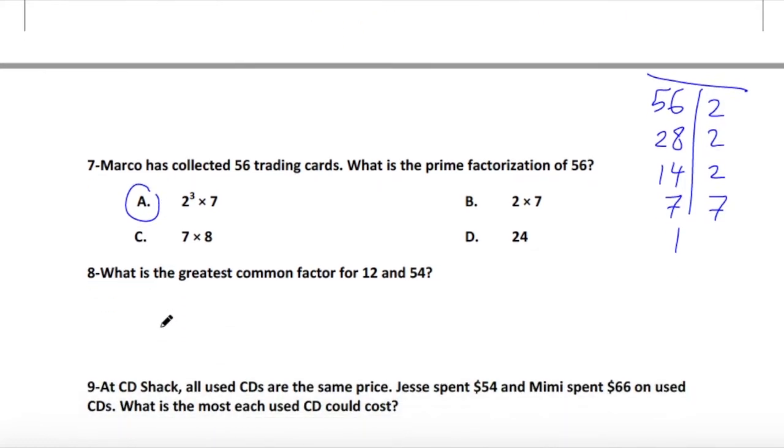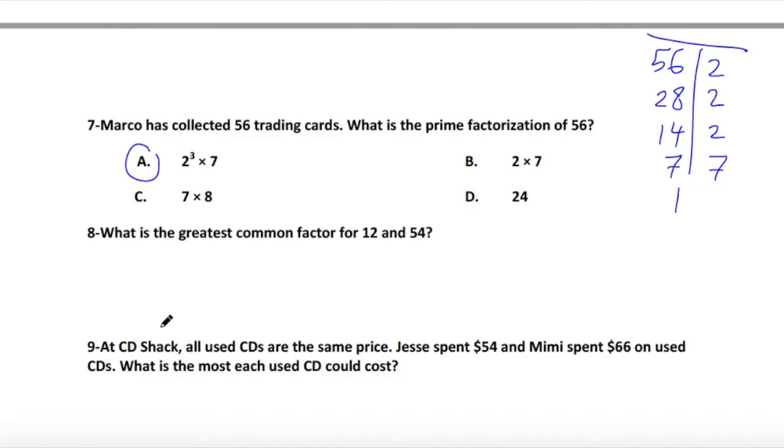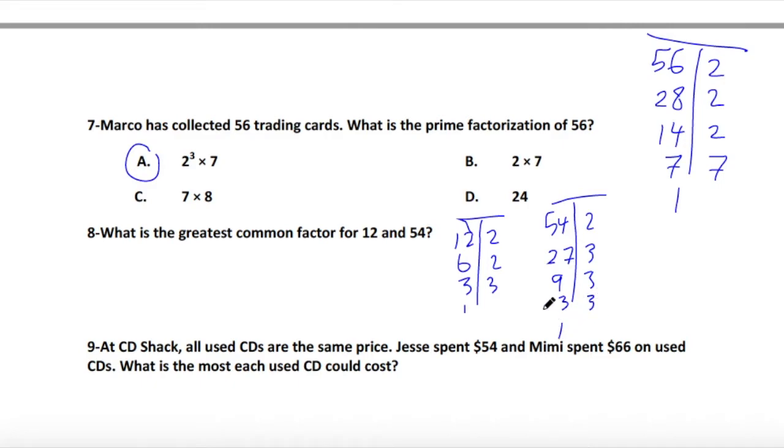Next question. What is the greatest common factor for 12 and 54? We have to factorize both. 12 divided by 2 equals 6 divided by 2 equals 3 divided by 3 equals 1. And 54 divided by 2 equals 27 divided by 3 equals 9 divided by 3 equals 3 divided by 3 equals 1. So we have here 2 and 3. 2 and 3 are common, so it will be 2 times 3, which is 6.